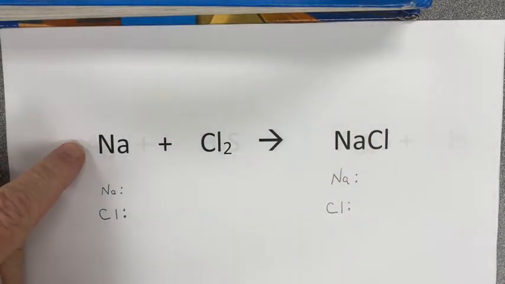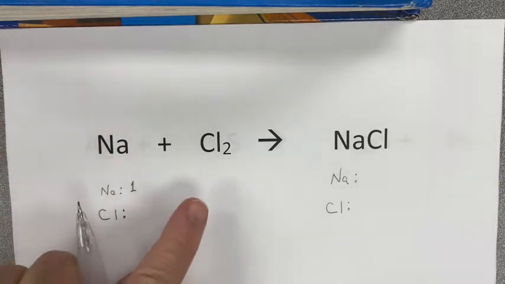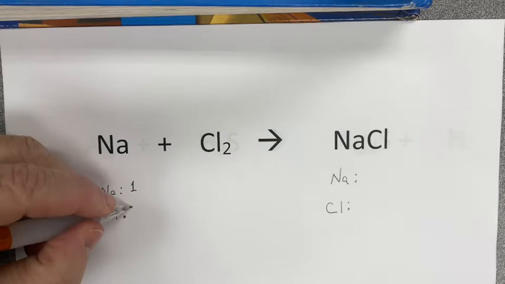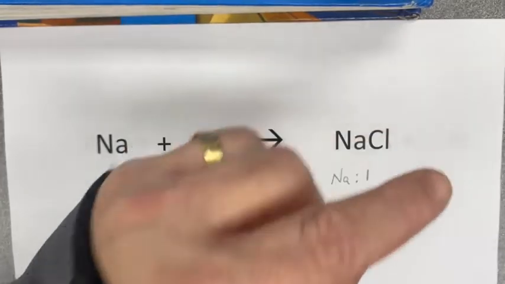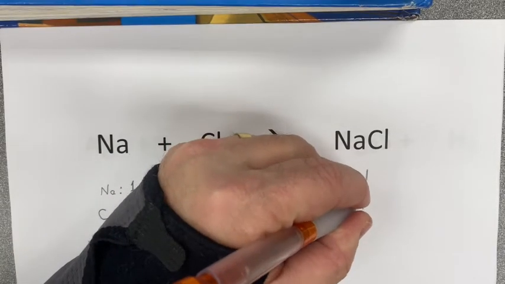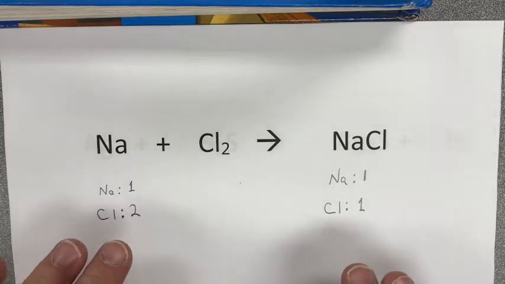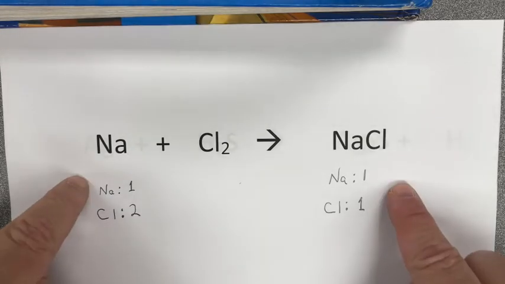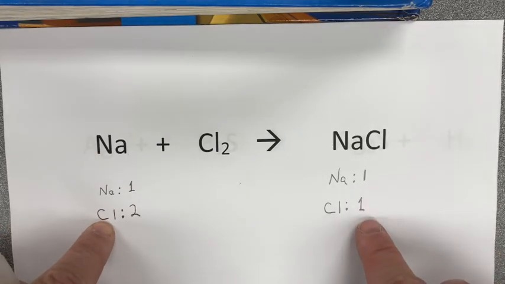So how many sodiums are on this side? 1. How many chlorines are on this side? There's 2. How many sodiums are on this side? There's 1. How many chlorines are on this side? There's 1. So when we look at this, we can tell immediately what's not in balance. Sodiums are in balance. There's 1 here and there's 1 here. But chlorine, there's 2 here and there's only 1 here. So we're going to need to increase this to 2.